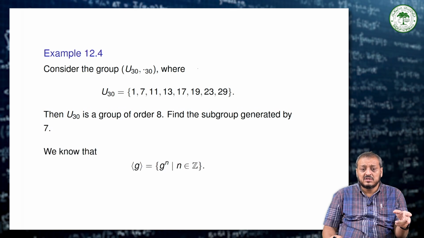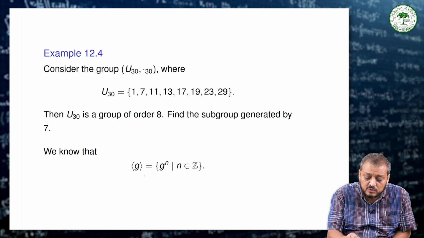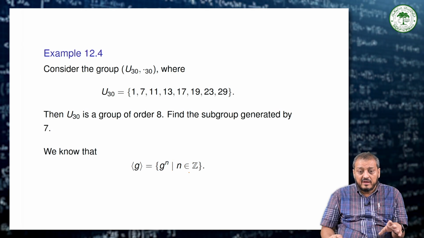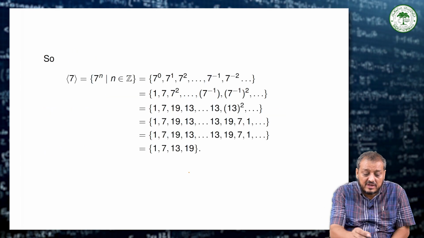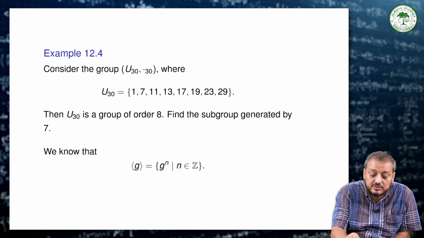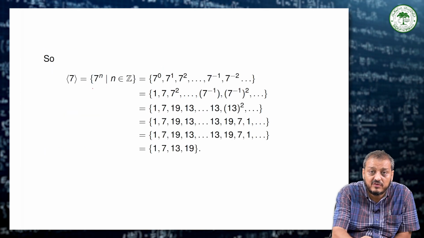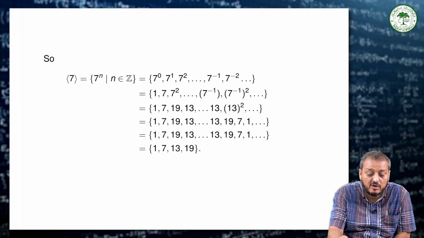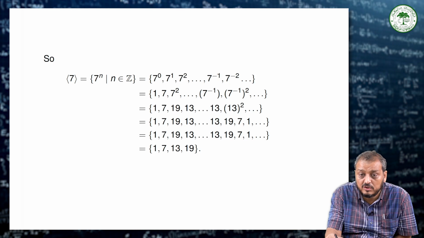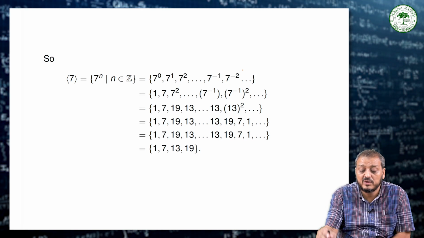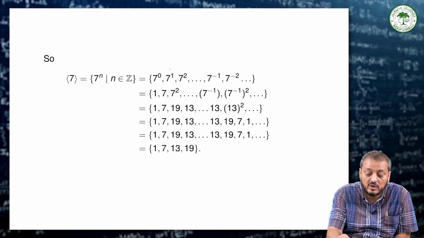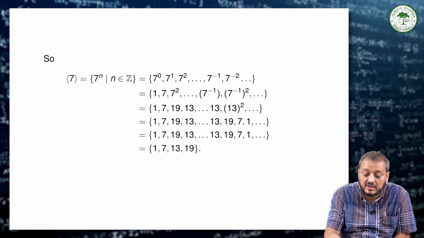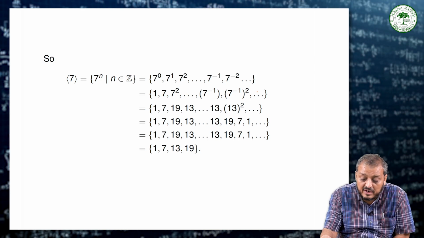So let's start. We know that G is equal to g to the power n, where n is an element of Z. So we find a generator. Suppose 7 generates; we have to find the subgroup generated by 7. So we start with 7 to the power n, n an element of Z: 7 to the power 0, 7 to the power 1, 2 and so on, and then 7 to the power minus 1, 7 to the power minus 2 and so on. 7 to the power 0 is equal to 1, 7 to the power 1 is 7, 7 squared, and 7 to the power minus 1 is the inverse of 7, and so on.